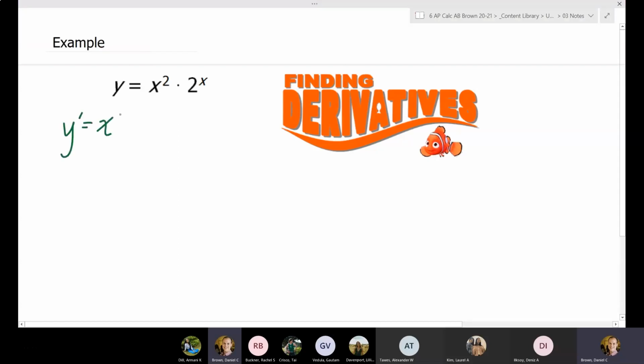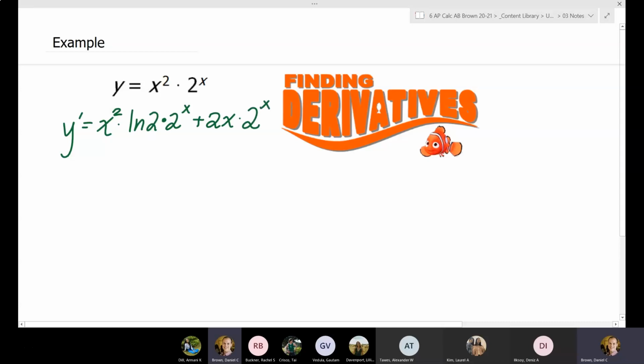I have the first times the derivative of the second. The derivative of the second is where this new rule is going to come into play. This is not a base e, so we have the natural log of the base times exactly what it was. Do I need to worry about the chain rule for 2 to the x? Not really. What's the derivative of x? 1. So we don't really need to worry about the chain rule. So then plus the derivative of the first times the second.